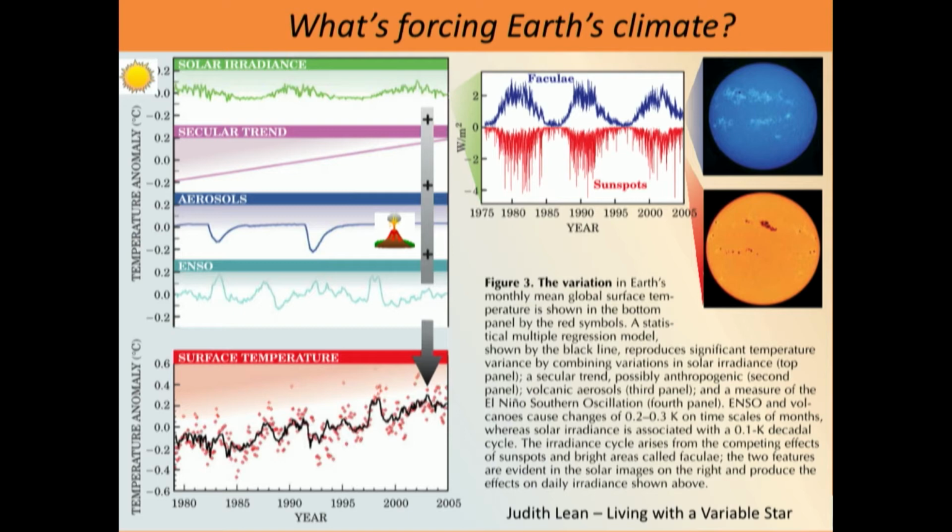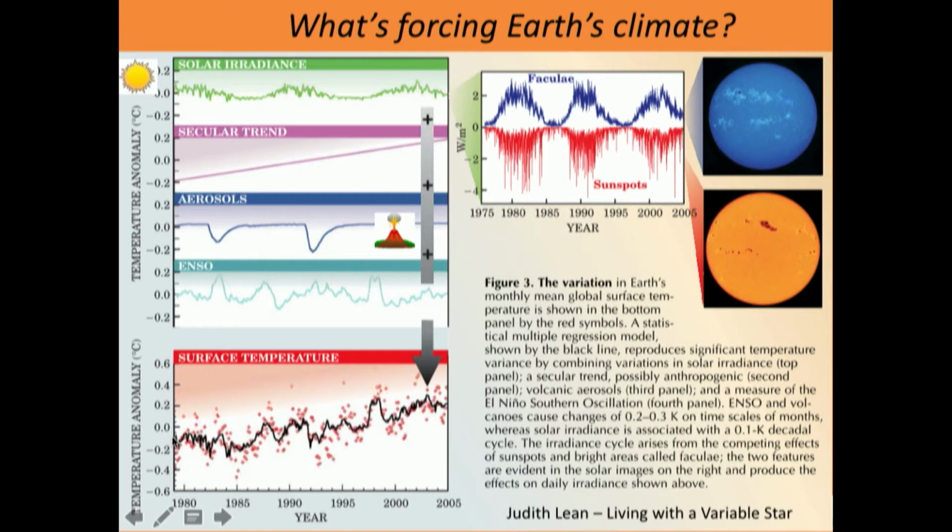This is in the article you read for today by Dr. Judith Lean. So solar irradiance varies every 10 years, we know that, a tiny bit, a fraction of a percent. Volcanoes, boom, boom, depress the temperature, depress the forcing, move Earth away from equilibrium in a cold way. El Nino has a big impact. El Nino Southern Oscillation is a weather pattern, but it can have a measurable influence.